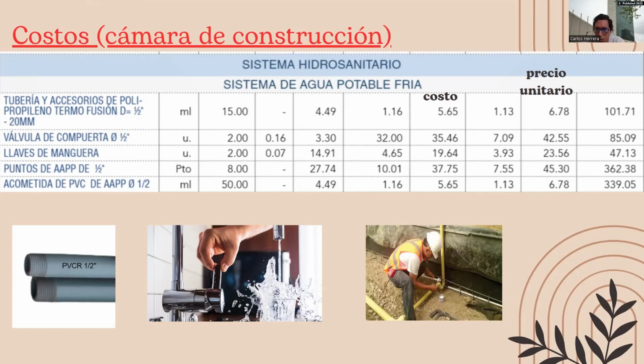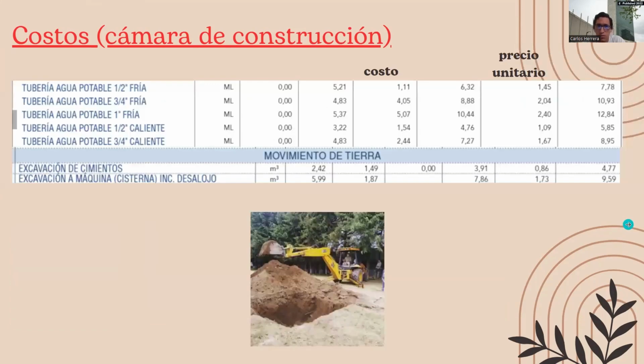The next slide: the cost of water pipeline and excavation. The cost of 3/4-inch cold potable water pipeline is $2.40. Excavation costs for earth movement are 1.73 per cubic meter, totaling 9.59 per cubic meter in our case. Machine excavation at 25 per hour is preferred for its efficiency.